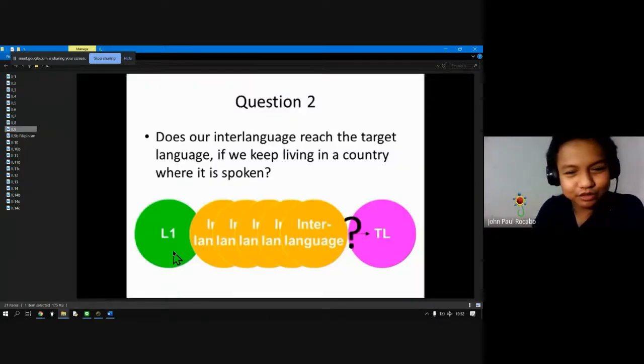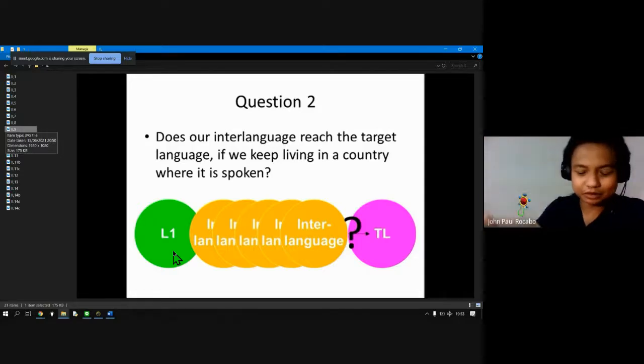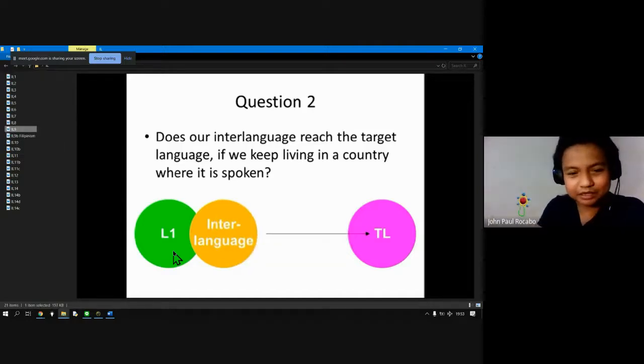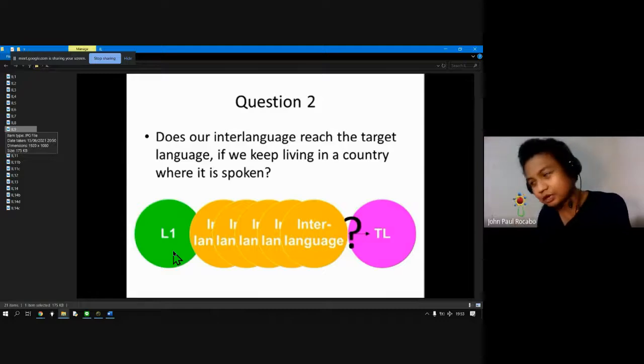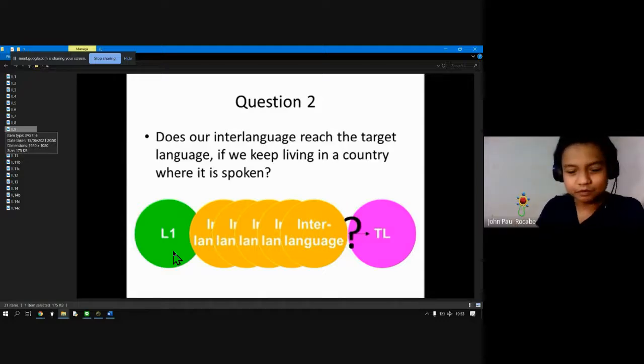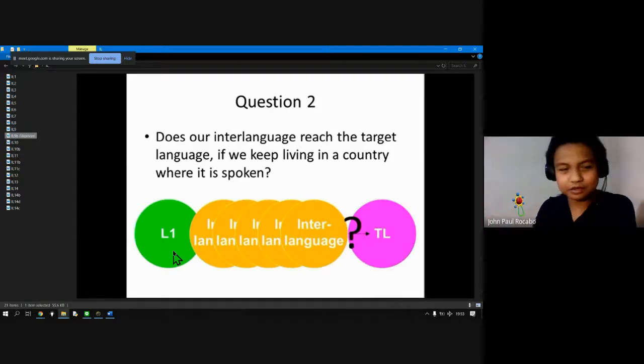Ito yung kasunod. So, parang hagdanan, does our interlanguage reach the target language if we keep living in a country where it is spoken? Na-share na po natin sa isa't isa. Parang hagdanan na unti-unting umaakyat, palapit ng palapit dun sa target language or sa L2. Pero ang tanong dyan, yung bang yellow na yan at saka yung purple, will they intersect? Will they reach each other na pantay na?